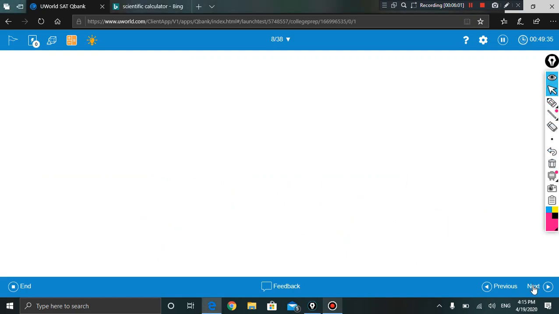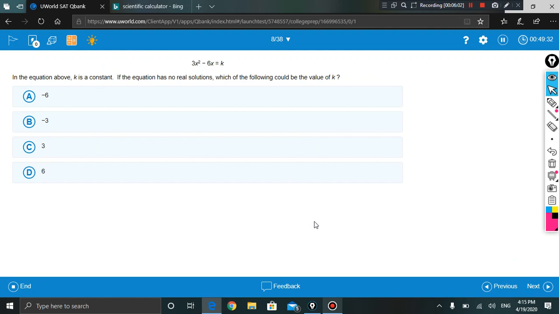So far we did not need to use the calculator, but anyway. In the equation above, k is a constant. If the equation has no solution, which of the following could be a value of k? So 3x squared minus 6x minus k is equal to 0.